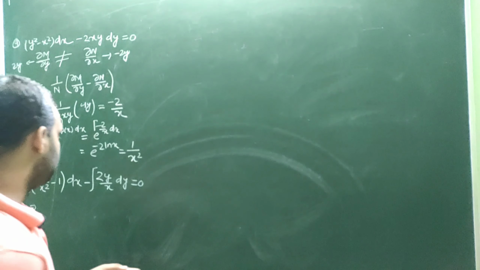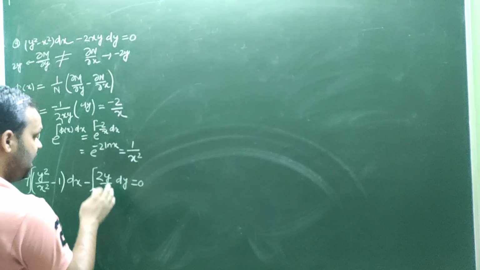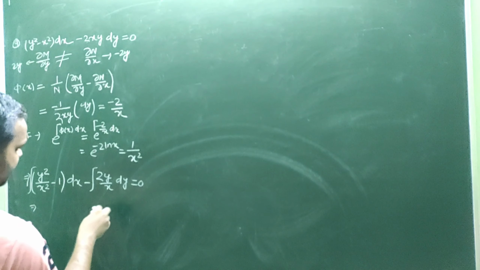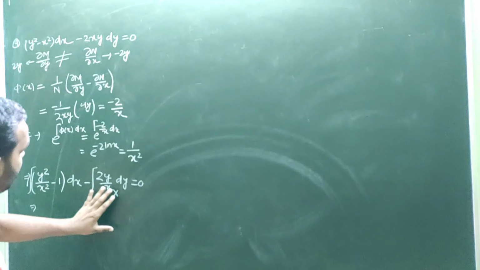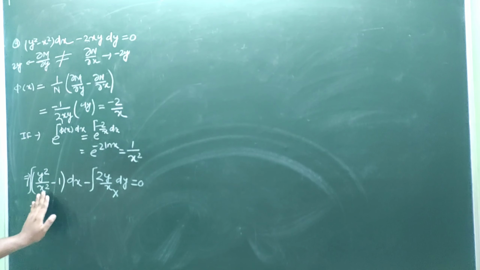In similar method, you have to neglect all the terms here in N which contains x. So you have to neglect this term. This is already containing x. There is only one term. So you have to neglect this. Then the integration of this one.